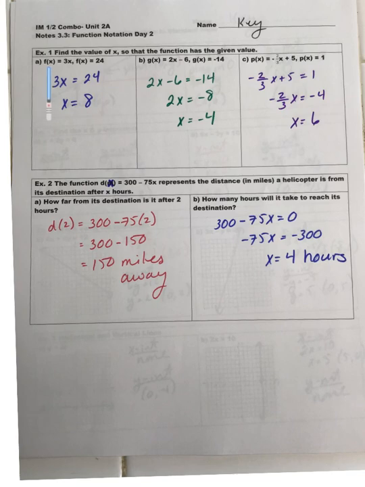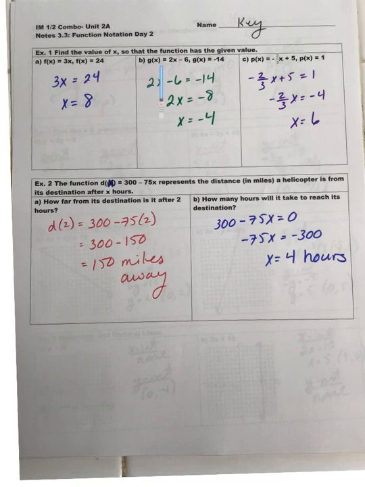So for A, f of x equals 3x, but here it's saying f of x equals 24, but this is just saying y equals 24. So we want to know, when does 3x equal 24? Divide by 3, x equals 8.